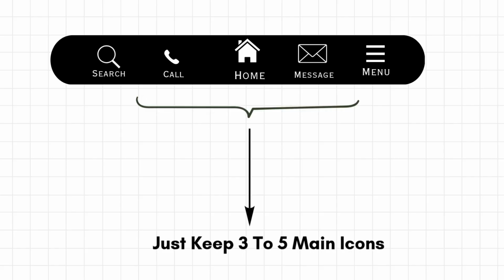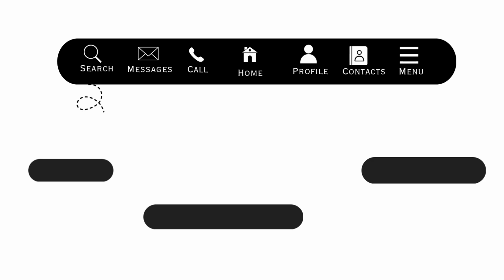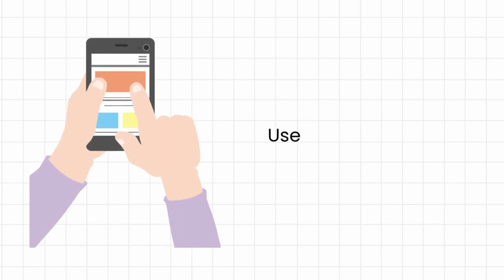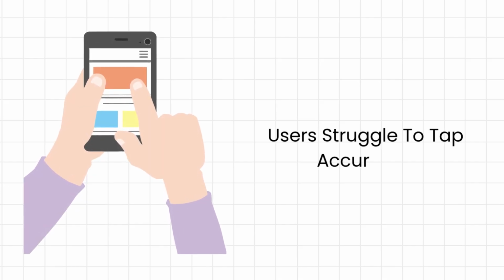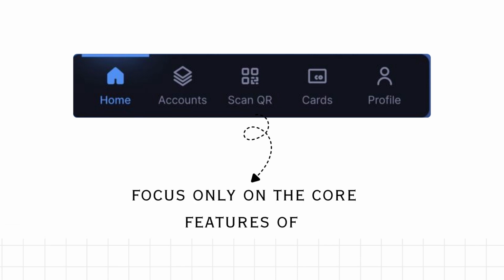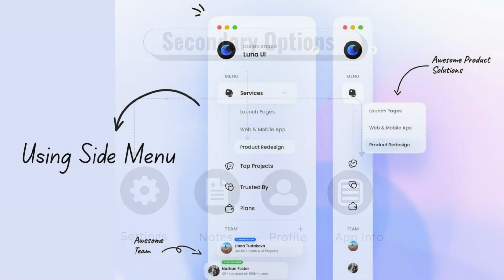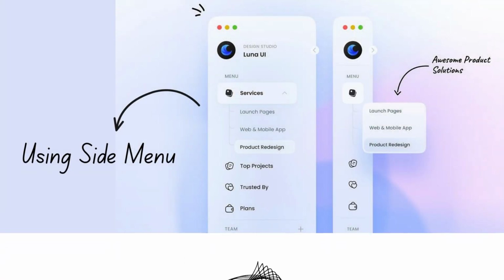If you try to squeeze around 6 to 7 icons, they just shrink, spacing disappears, and users struggle to tap accurately. Instead, focus only on the core features of your app. Anything secondary like settings or profile details can go inside a side menu or a separate screen.